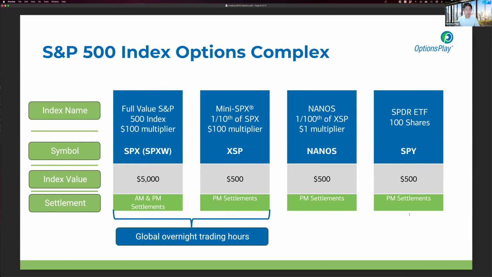So let's take a look at the S&P 500 complex. Obviously, the most widely tracked and traded index option group, if you want to call it that.